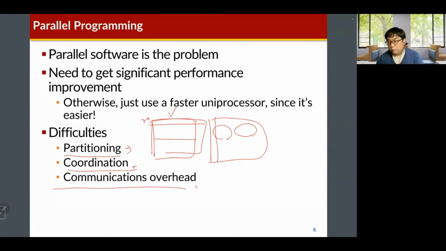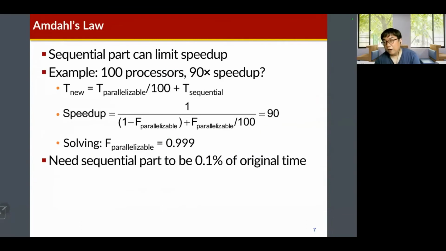We also need to think about communication overhead. The data should be delivered to other cores, and a certain core needs to receive some data from other cores. So this is the communication. These are the overheads of parallel programs. Now let's think about Amdahl's law. Amdahl's law is a very popular law, and it is not difficult. Actually it is very obvious. So what is Amdahl's law?